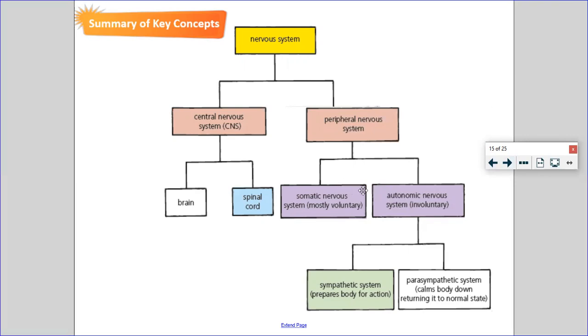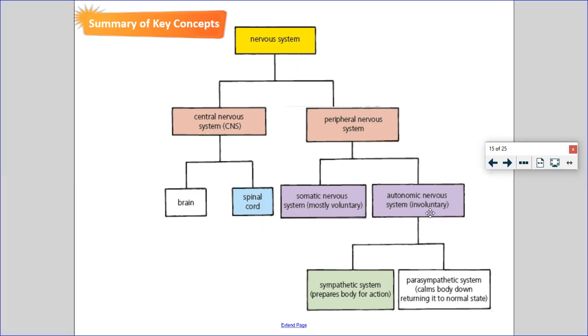The somatic nervous system is when you're consciously thinking about something, like pies. And the autonomic nervous system is subconscious, things that you don't need to necessarily think about, like your heart rate and your breathing rate. The autonomic nervous system, that automatic, if you like, nervous system, can be split into two, the sympathetic and the parasympathetic system. The sympathetic prepares you for action, the parasympathetic calms you down.